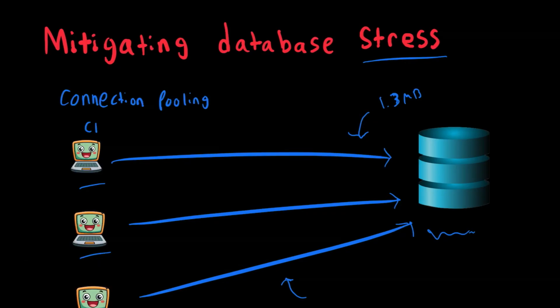So as soon as client one connects, you have to do this sort of authentication, set up the memory management, do the network handshake, all of that sort of stuff. And then for client two, you do the exact same thing. And then client three, you do the exact same thing.